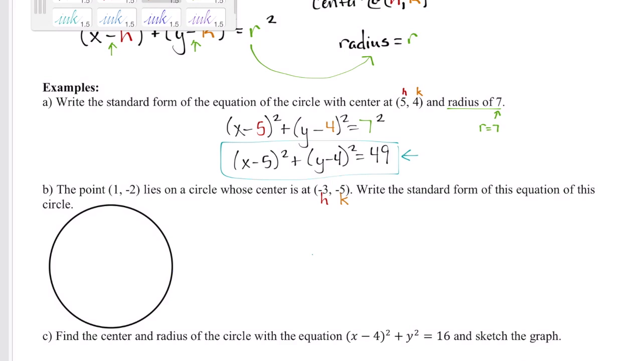So I have my h and k, but in order to write standard form, I also need my radius. And so they've given that to us just in a different way. So my center would be here, -3, -5. And then they told me one of the points is 1, -2. So we can pretend that's right there. And I know my radius is going to go from the center to the edge. And it doesn't matter where on the edge, it's the same all the way around. Again, circles are freaking awesome. So then that means I just need to figure out this distance here.